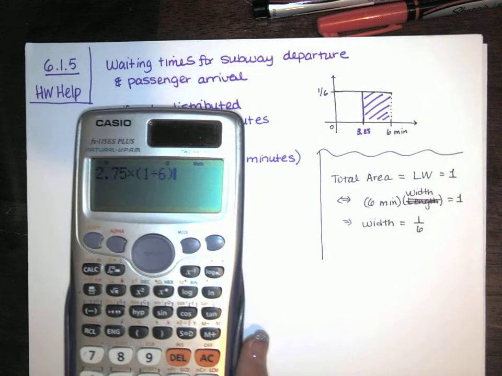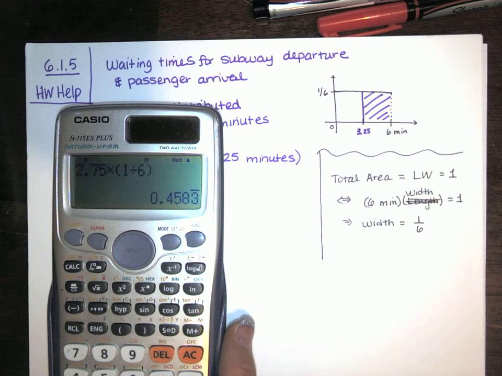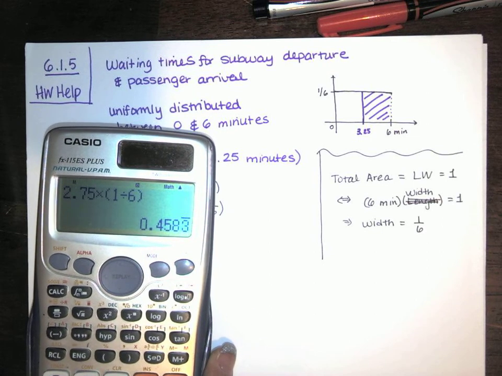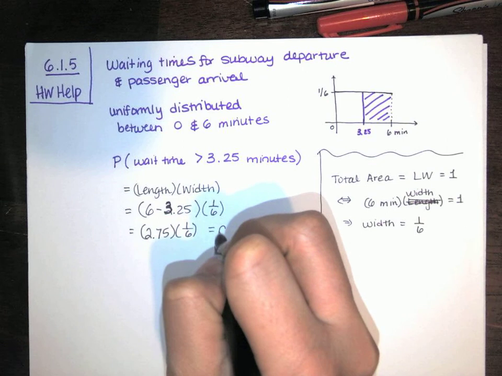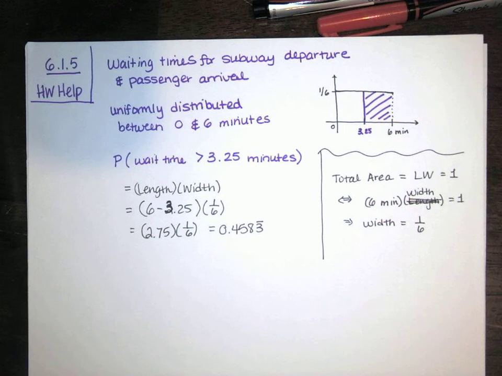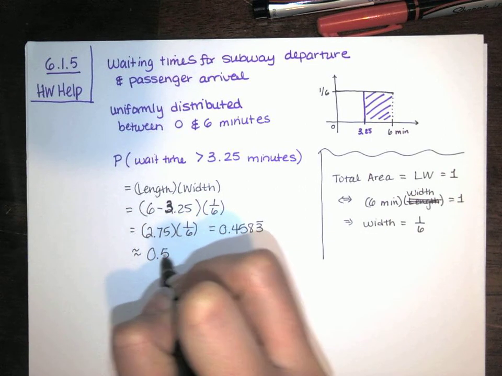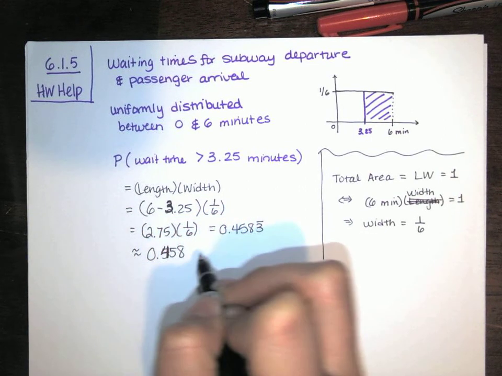Sorry for the glare. And I get 11 over 24. I want a decimal approximation. So I get 0.4583 repeating. And then let's look at the Pearson website and see what they want. I'm sorry, I have to move my camera away. They want us to round to 3 decimal places. So because this 3 is less than 5, we're going to round to 0.458.